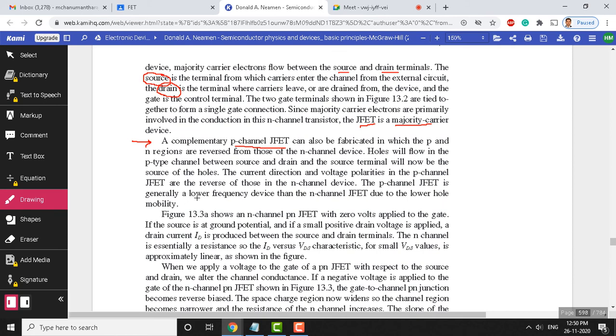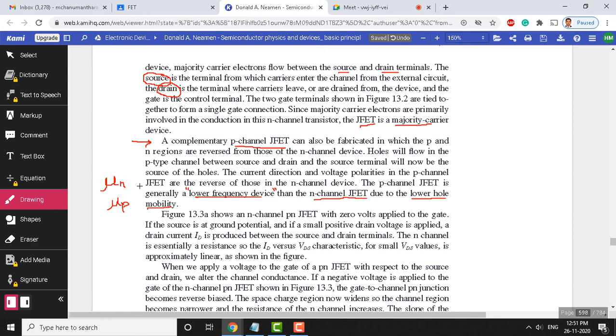Do you know why? We do not discuss this P channel most of the time because of this reason: it is a low frequency device. What do you mean by low frequency device? Compared to the N channel JFET, because, as the reason is given here, of the lower hole mobility. This is the problem with p type devices. If you see the mobility of electron and the mobility of holes, which one is greater? Just look at the concepts of physics, electron mobility and hole mobility.